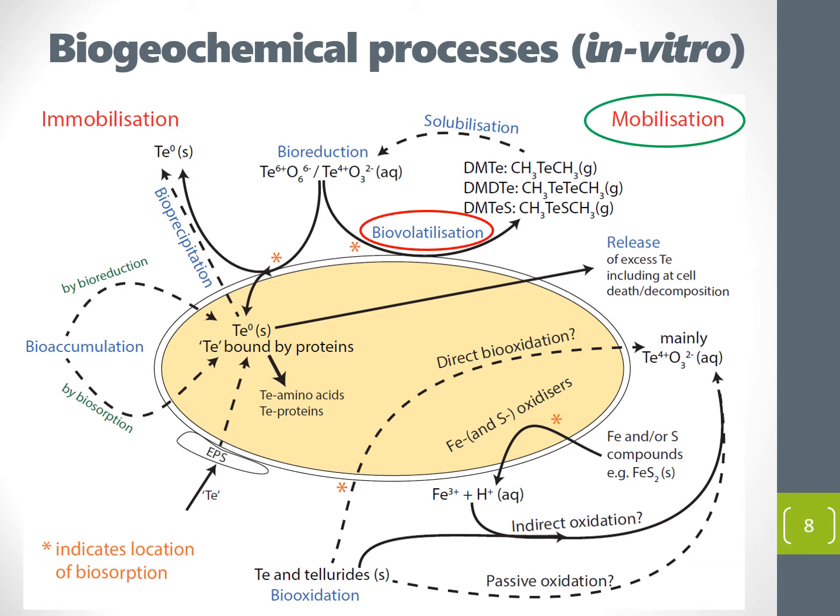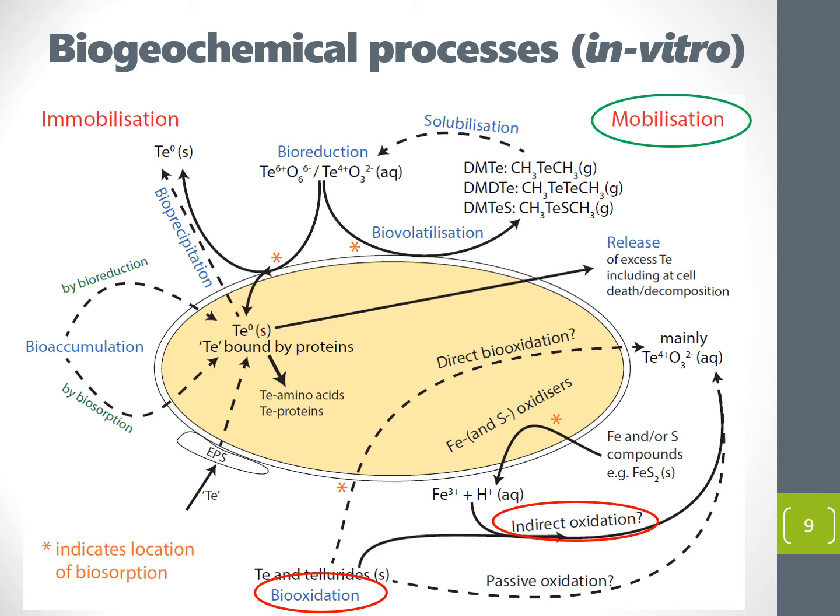Another form of bioreduction is biovolatilization. This is the process I mentioned before, whereby tellurium can go into the atmosphere, producing garlic-smelling compounds that might be detected at a mine producing a lot of tellurium. This time the tellurium is being mobilized in its reduction from tellurium 4+ or 6+ down to tellurium in the -2 oxidation state.